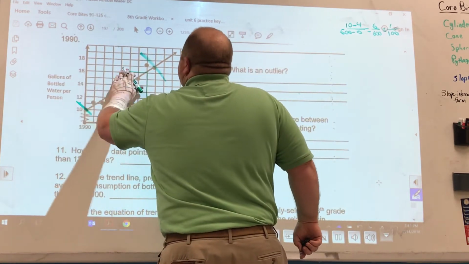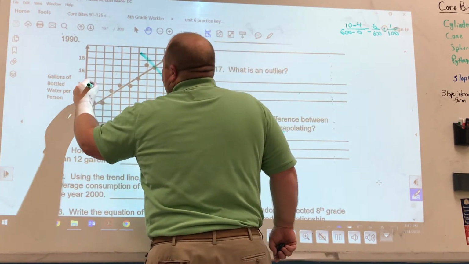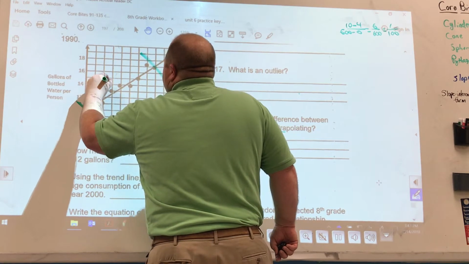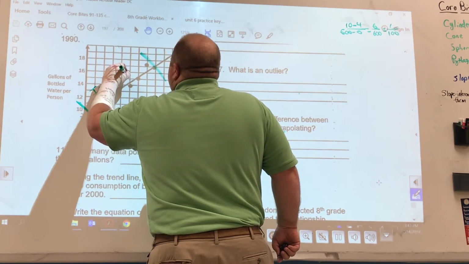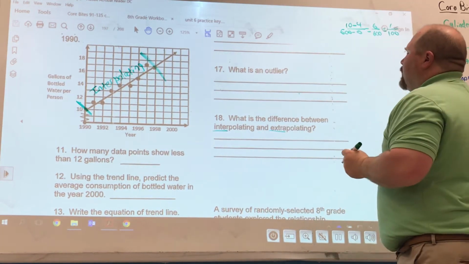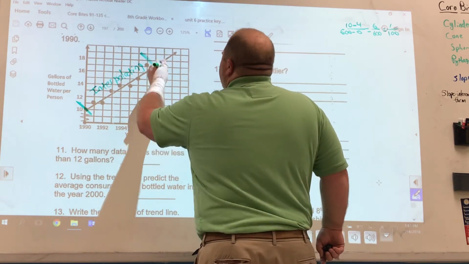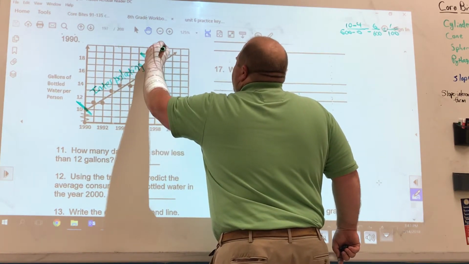And interpolation means to make a prediction inside the data points. So this is interpolating. To make a prediction inside of the data points. Extrapolating, just like exiting or going to the outside, would be to make a prediction outside of the data points.